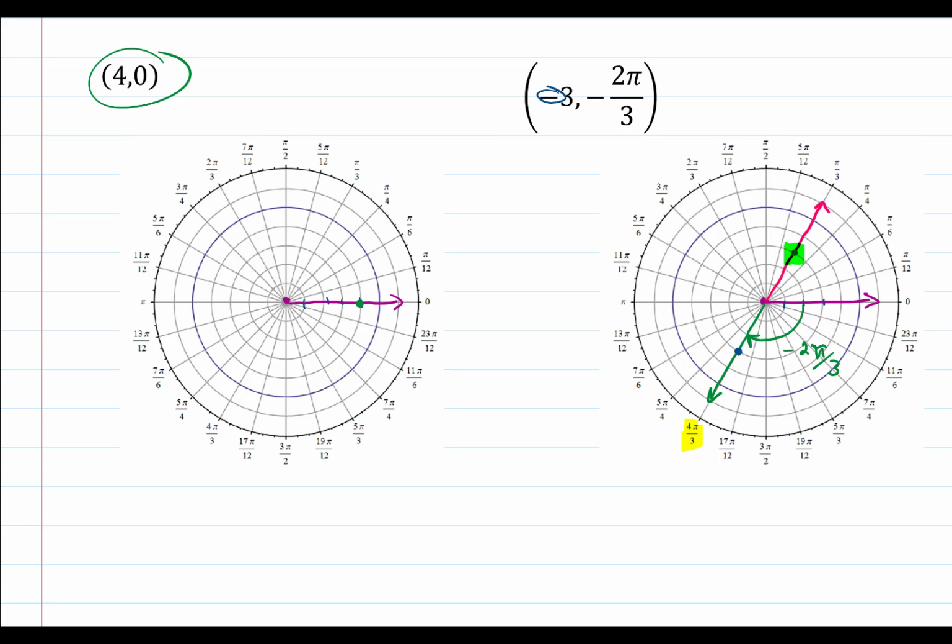So the final answer is going to be this point P right here, which is on the terminal side of angle pi over 3. So one more time, a -r actually means you're going to reflect the terminal side of the angle and also the point across the pole.